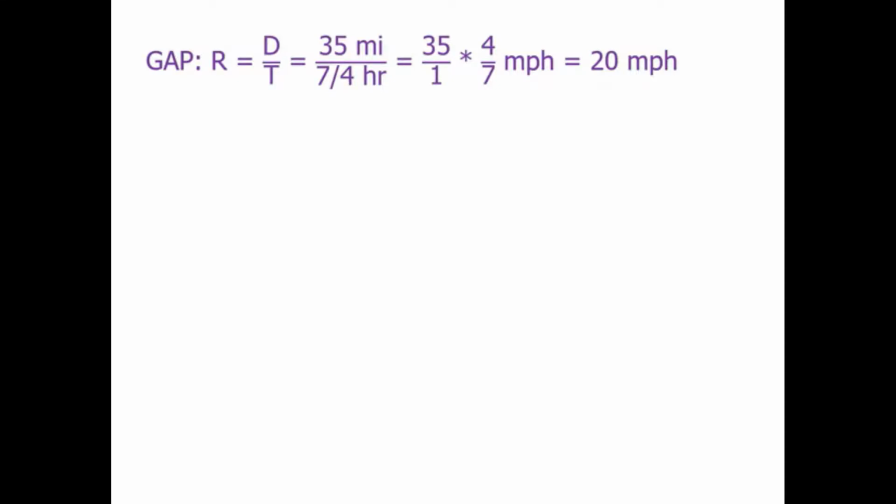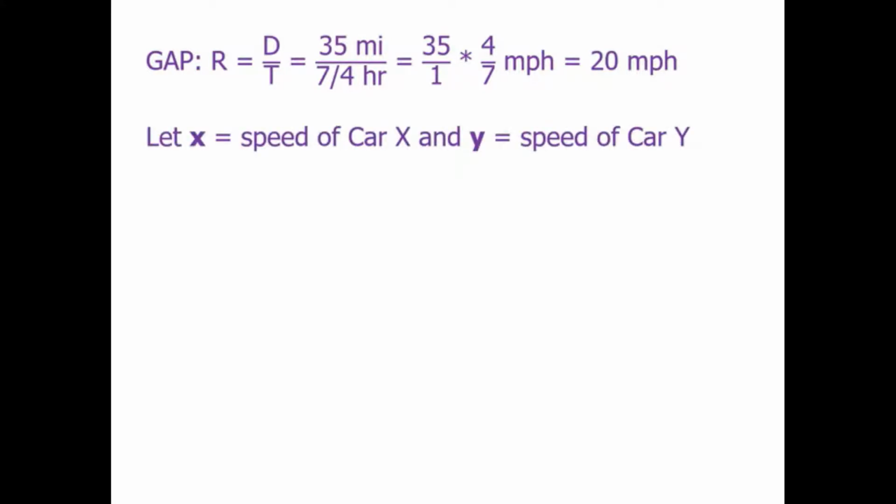In other words, the gap between the cars, once car X is in front of car Y, the gap between them is getting bigger at 20 miles per hour. And so another way to say that is car X is going 20 miles an hour faster than car Y.